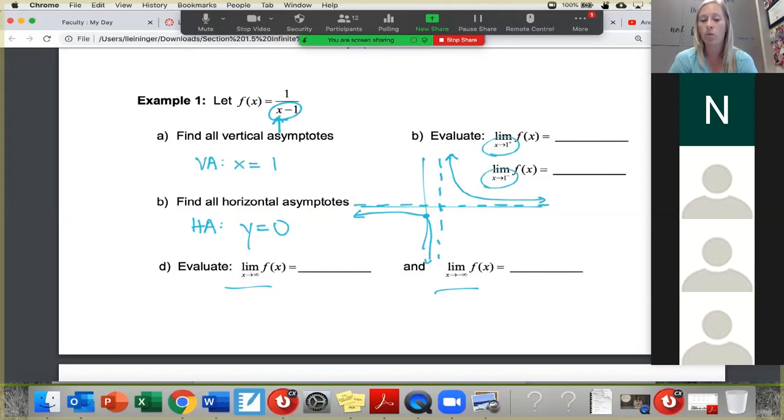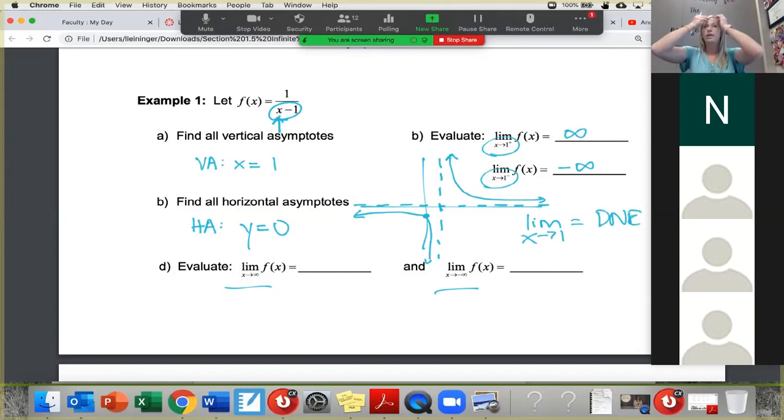So if you had to tell me what is the limit as we approach 1 from the right, what would it be? Infinity. And then as we approach 1 from the left? Negative infinity. Which would mean if I did ask the question, what is the limit as x approaches 1, what would we say? Doesn't exist.